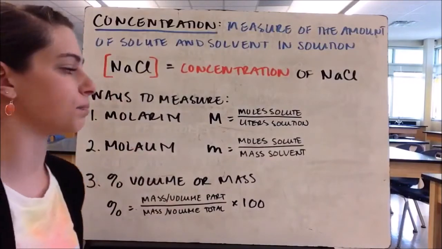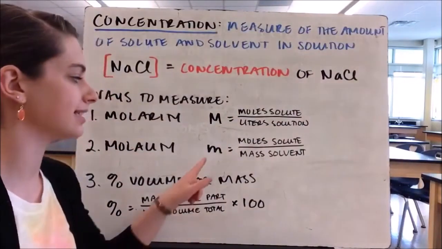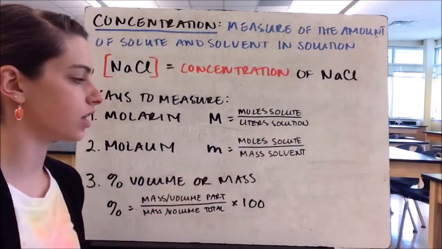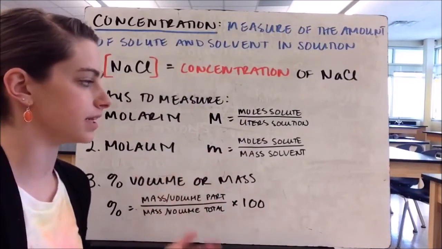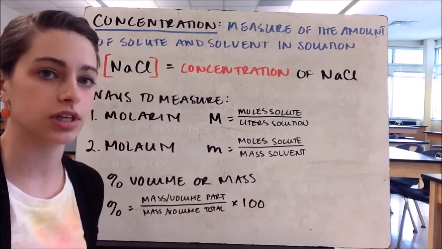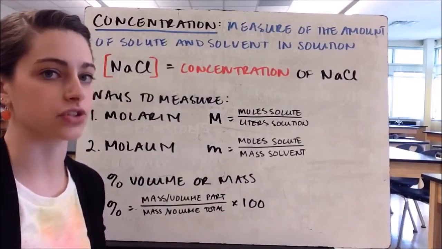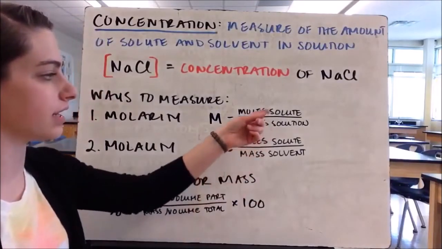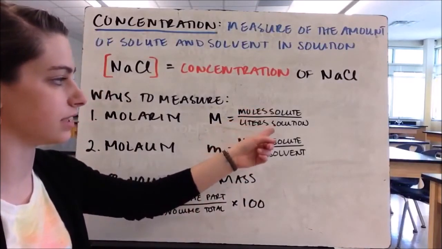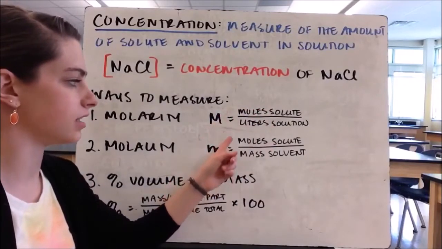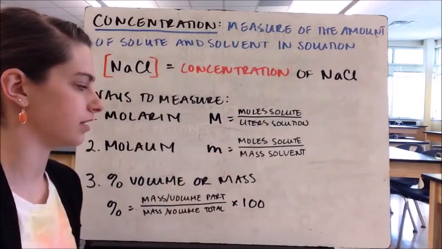The second way is called molality, and that's a little m. And that's also dealing with moles of solute, but instead of dividing by liters of solution, you're dividing by the mass of the solvent. So molarity is moles of solute over liters of solution. Molality is moles of solute over mass of solvent.